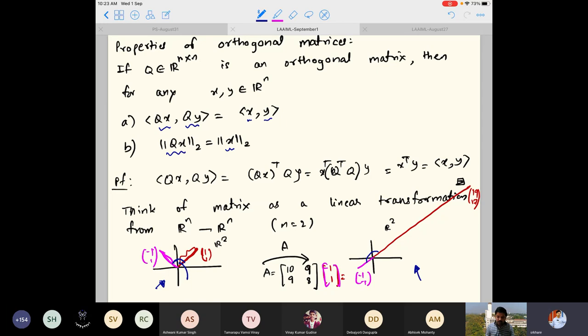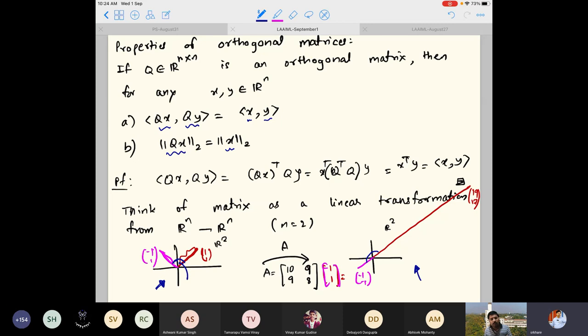So this matrix, you see, it is doing something very weird here. So in particular, what will happen? Orthogonal vectors here in the domain will go to orthogonal vectors in the codomain also, because the angle between the vectors is going to get preserved. So is this part clear? Geometrically, what these orthogonal matrices are doing and why they are important?